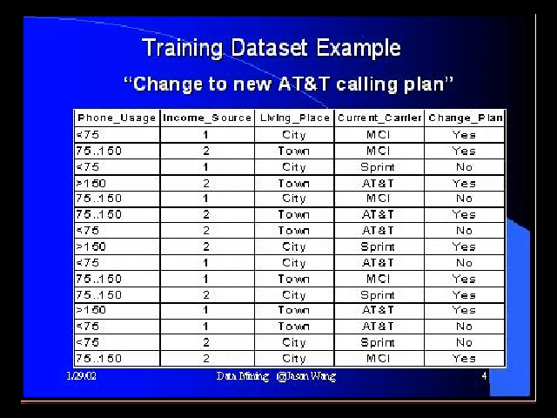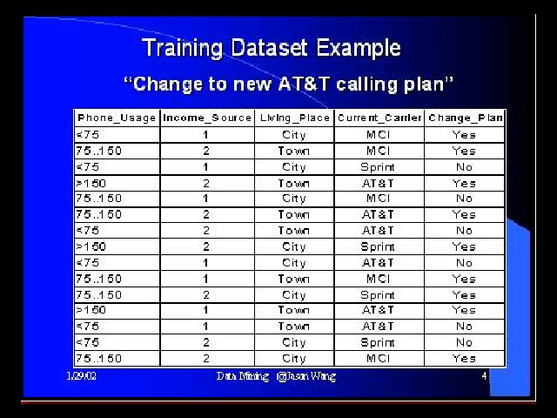So this is a typical training data set example in which you have several training examples or training tuples or training records. In each training record, you have a bunch of attributes. The question here is that we want to know whether a customer would like to change to the new AT&T calling plan.